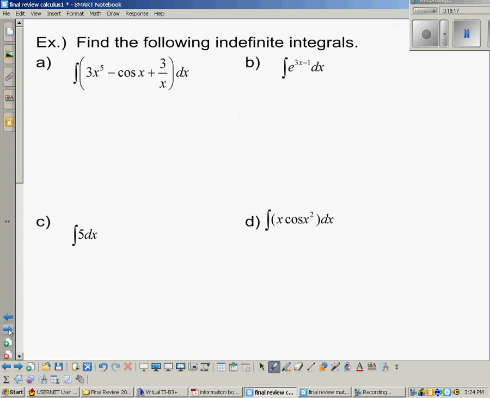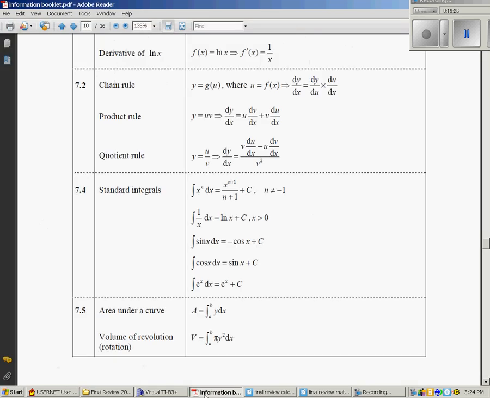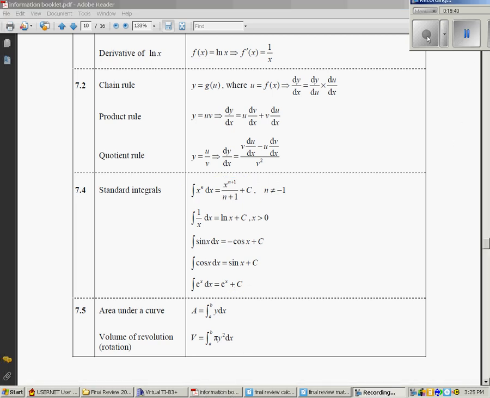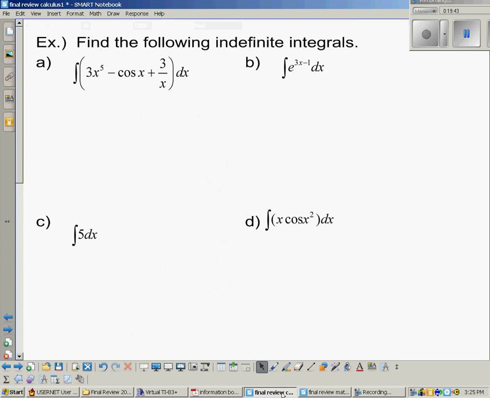All right, indefinite integrals. So there are rules for indefinite integrals given in your formula booklet. Okay, right here. Standard integrals are right here. Or in that little handout that I gave you. Okay, so taking a look here at 3x to the 5th.